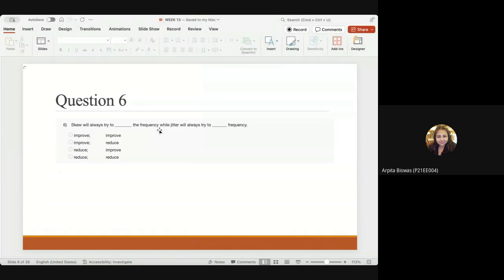Skew will always try to dash the frequency, while jitter will always try to dash the frequency. The first option is improve, improve; the second option is improve, reduce; the third option is reduce, improve; and option D is reduce, reduce. So try to find out the right option.